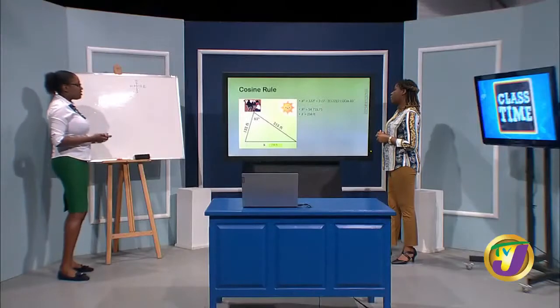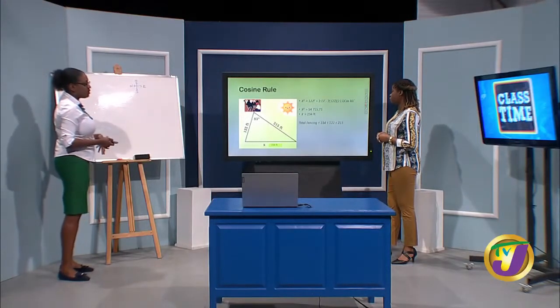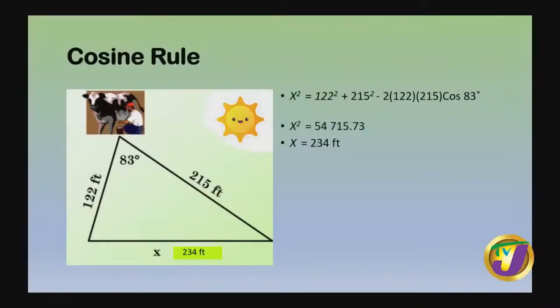Then the question asked us for the total fencing, so we find the perimeter. You're just adding up all the sides: 122 feet plus 215 feet plus 234 feet. So there we have a total of 571 feet.